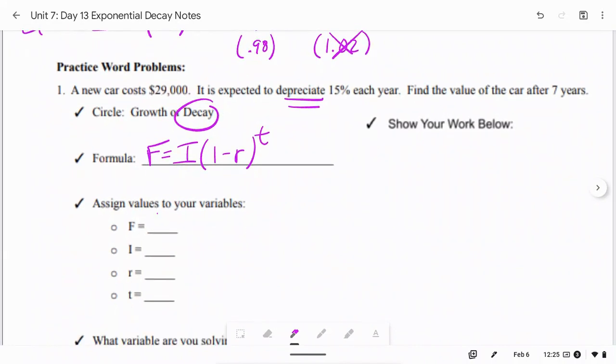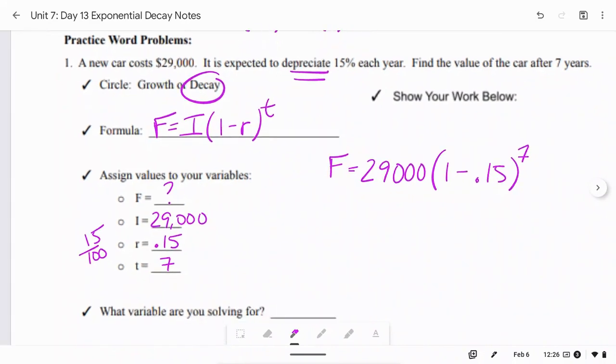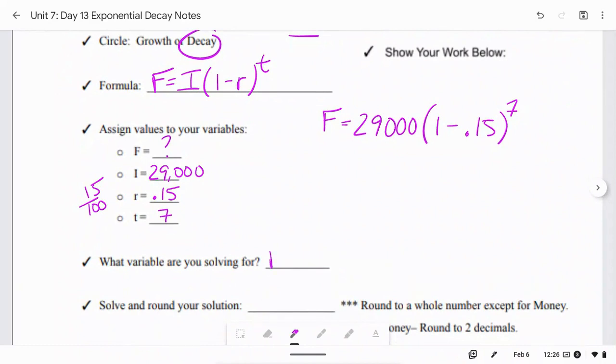We're looking for our final amount, so that's our question mark. The initial amount is $29,000. The rate, I just have to take 15 and divide that by 100 to get 0.15, and then t is 7. So when I go to substitute these numbers in, it would be 29,000(1 minus 0.15)^7. Again, what variable are we solving for? We're solving for F, which stands for the final amount.